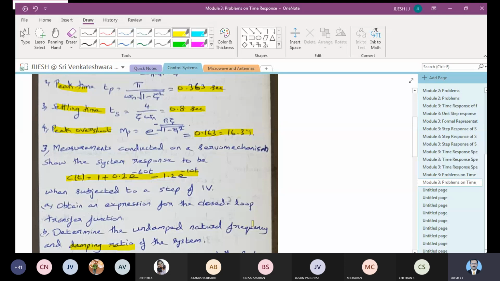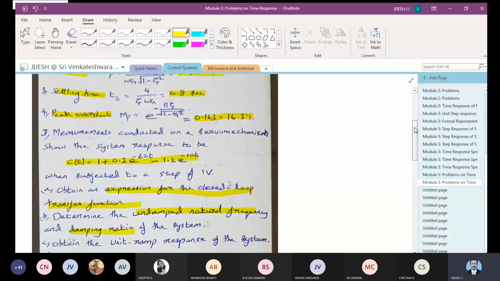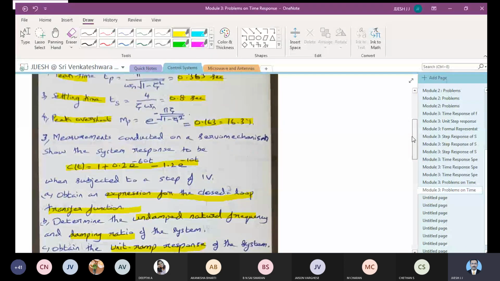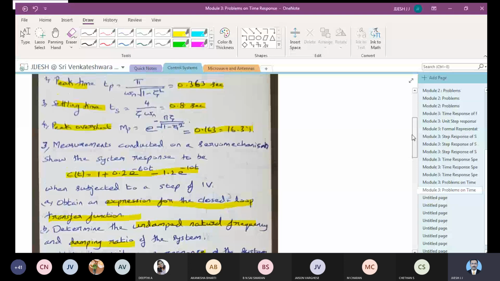And the third one is to obtain the unit ramp response of the system. So these are the things you need to find out. You can note down the problem. If you are able to do it, try it out. Whatever it is, we'll be solving it in the upcoming class for this problem.